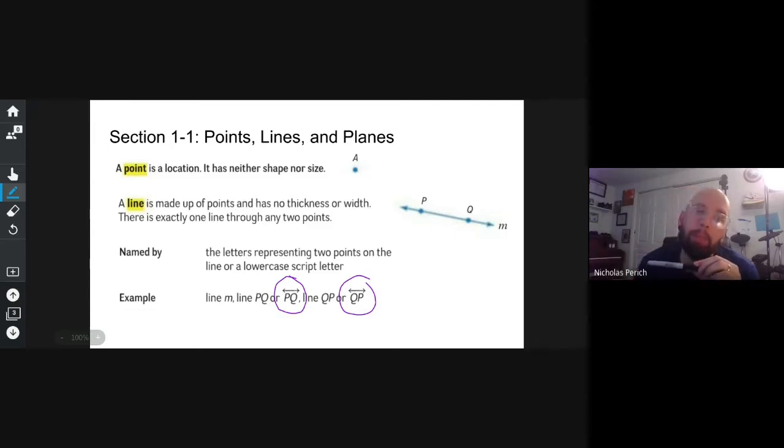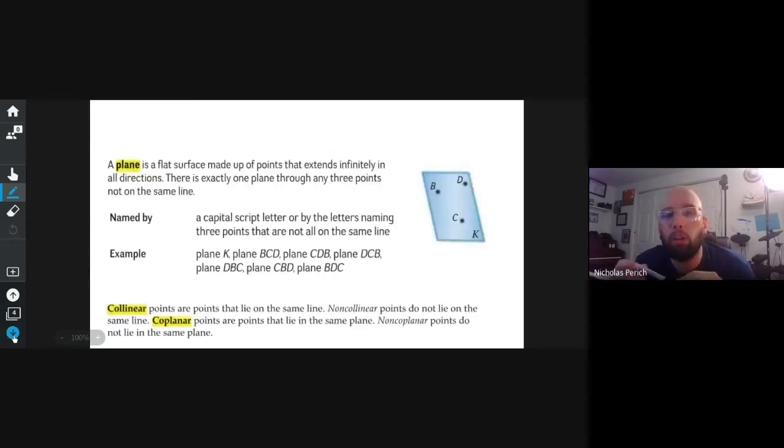Good job, everybody. That's vocabulary part 1. Vocabulary part 2 is a plane. A plane is a flat 2-dimensional surface. A plane is a flat 2-dimensional surface that goes on forever.